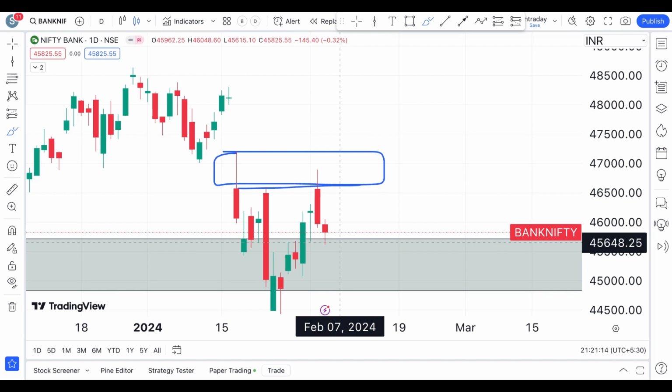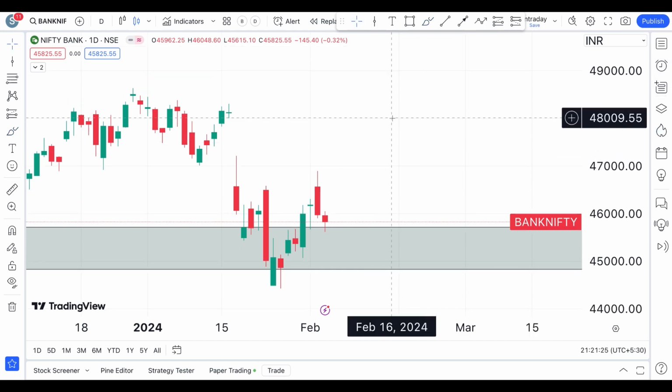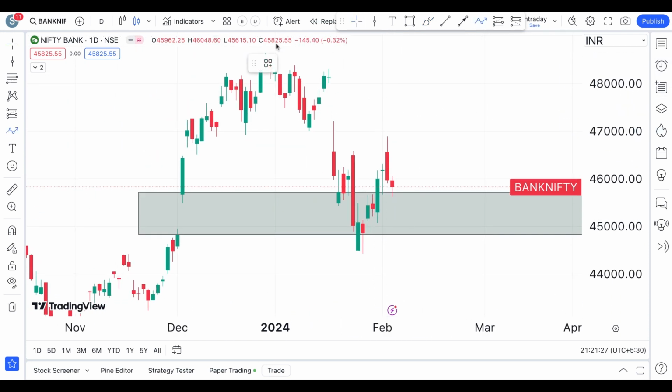But as we have seen the levels on the daily chart, if you see a breakout from there, then we can expect that it's going to fall. Okay, but after that, let's also look at it from a different angle.